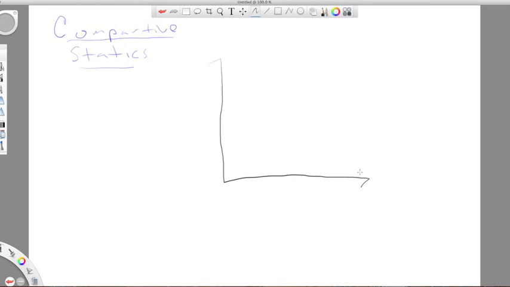So we're going to start with a market that's originally in some kind of equilibrium. So let's start by getting our market set up here. Right, so here's my demand curve. Here's my supply curve. And let's label the initial equilibrium point.